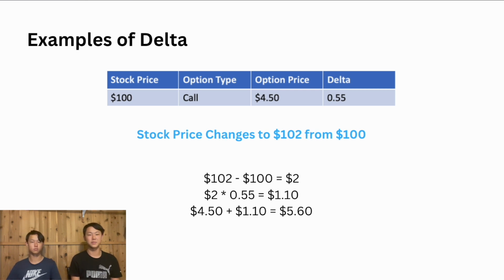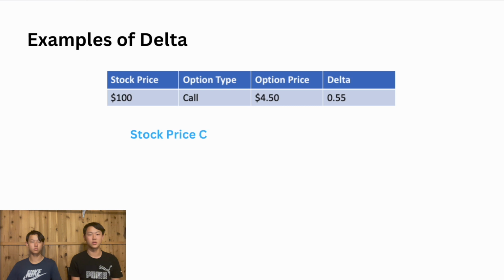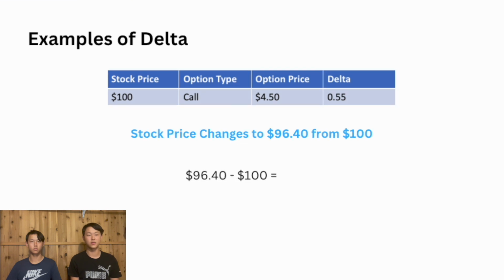Now let's take a look at what happens if I buy the same call option with a price of $4.50, but this time the price of XYZ goes down to $96.40 from $100. Subtracting $100 from $96.40 gives me a value of negative $3.60. This is negative because the stock price went down.